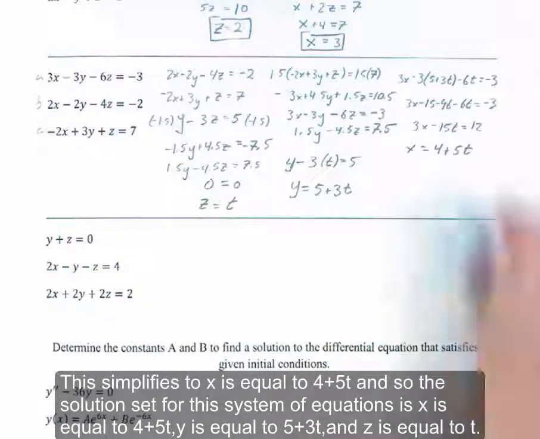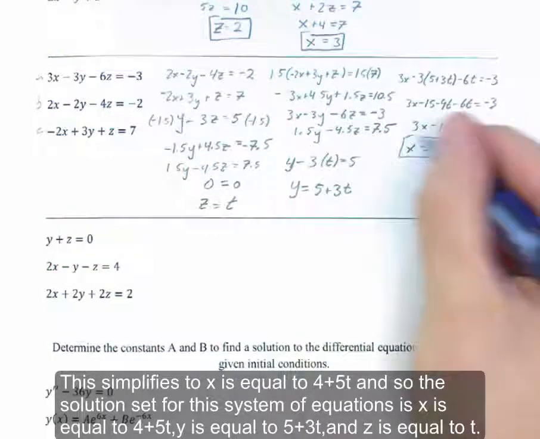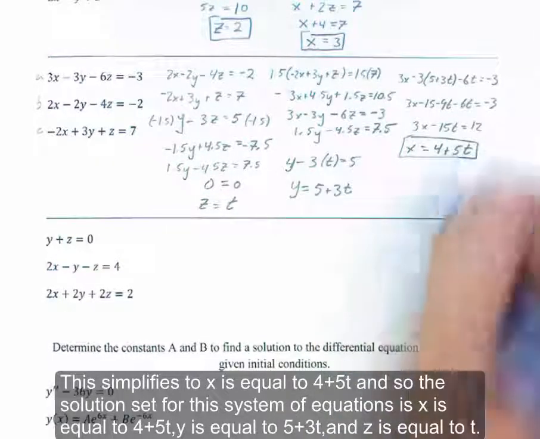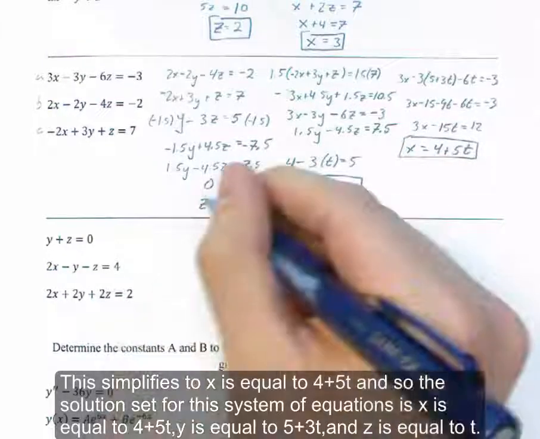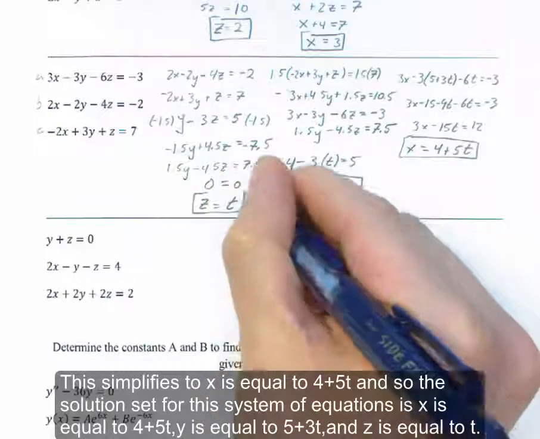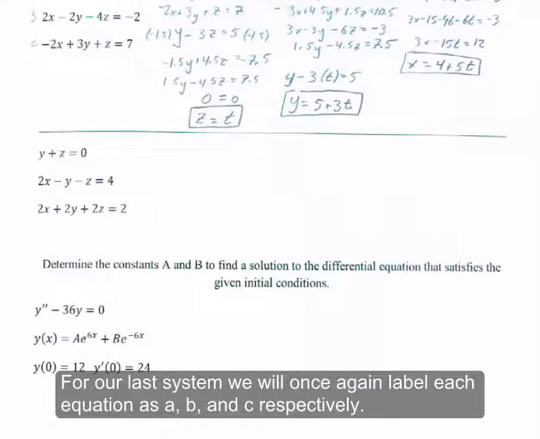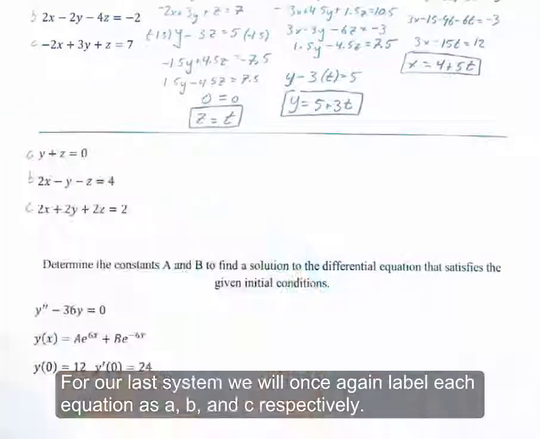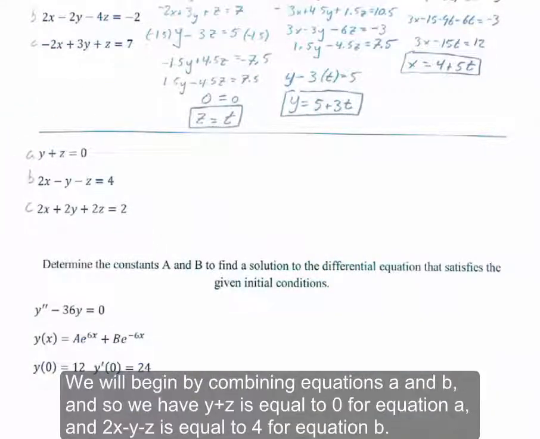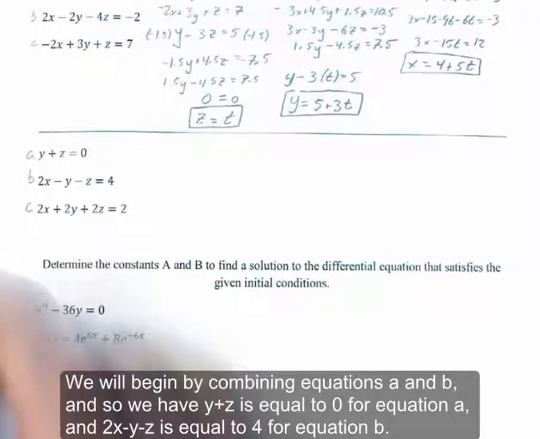And so the solution set for this system of equations is x is equal to 4 plus 5t, y is equal to 5 plus 3t, and z is equal to t. For our last system, we will once again label each equation as A, B, and C respectively. We will begin by combining equations A and B.